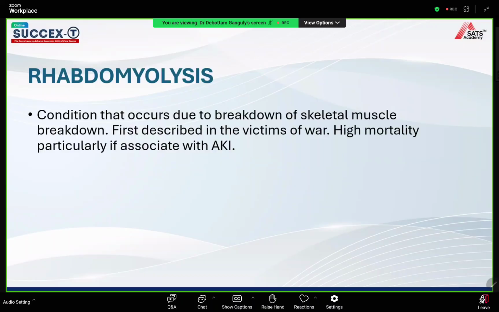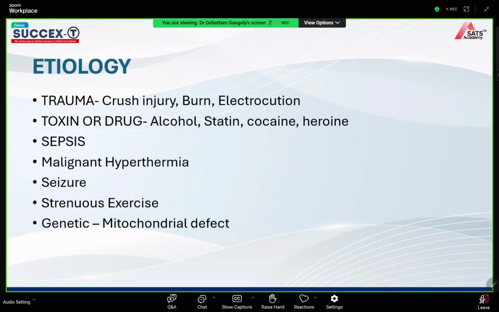So rhabdomyolysis: rhabdo means striated, myo means muscle, and lysis means breakdown. So it is a condition of breakdown of skeletal muscles. It was first described in the victims of war, and has higher mortality, particularly when associated with AKI. Normally rhabdomyolysis mortality is around 20%, but when it is associated with AKI, mortality increases up to 50 to 60%.